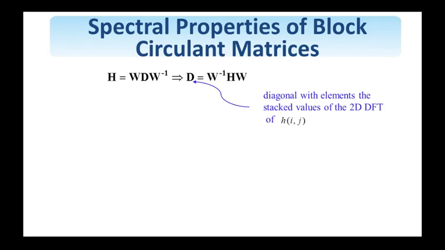The story with block circulant matrices is the same as with circulant matrices I mentioned earlier. So if H is a block circulant matrix, it can be decomposed as shown here. W has as elements the eigenvectors of H, which are the two-dimensional complex exponentials of the two-dimensional DFT, and D here is a diagonal matrix with elements the stacked values of the two-dimensional DFT of h(i,j).